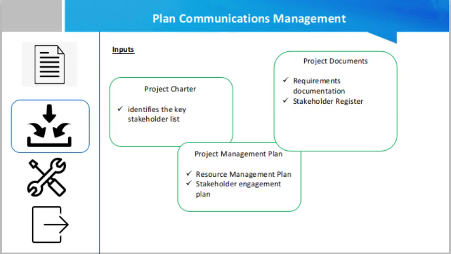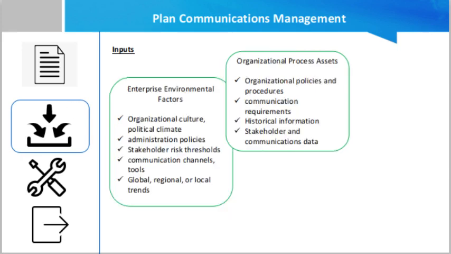Then project documents, which include the requirement documentation. Requirement documentation can include project stakeholder communication. Then a stakeholder register. The stakeholder register is used to plan communication activities with stakeholders. Next are the enterprise environmental factors and the organizational process assets, which are the other inputs.